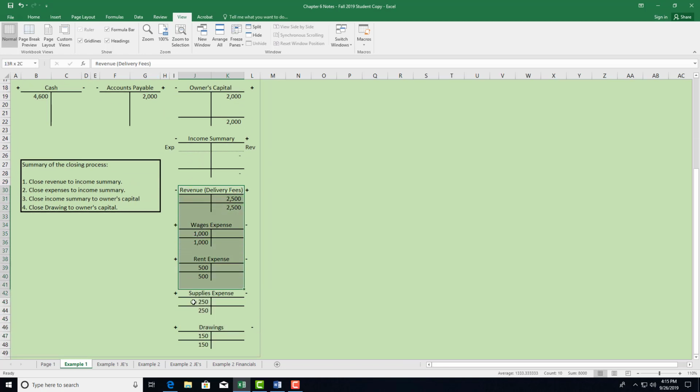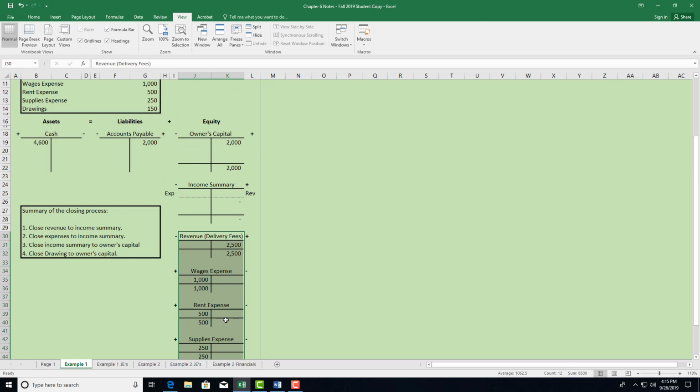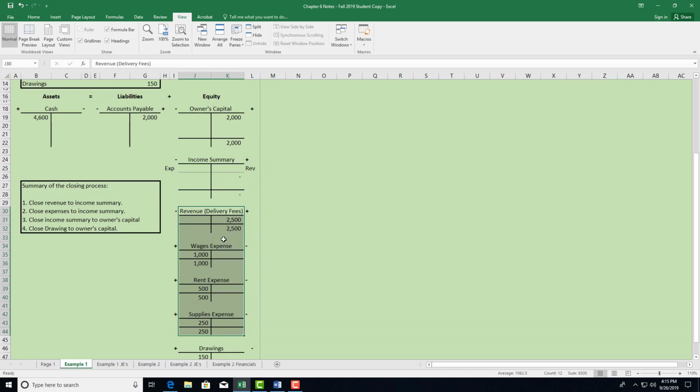For revenues and expenses, what's going to happen is we're going to close them to income summary, and then we will close income summary to owner's capital. So simply, revenues and expenses are going to flow through this account, and then they're going to go into owner's capital. So number 1, close revenue to income summary. I can see that revenue has a credit balance of $2,500.